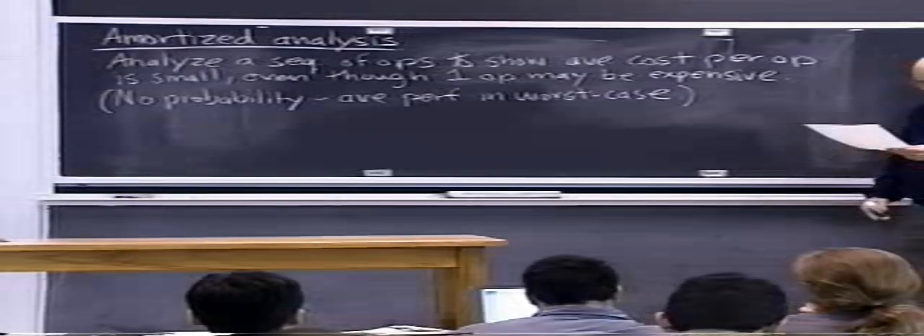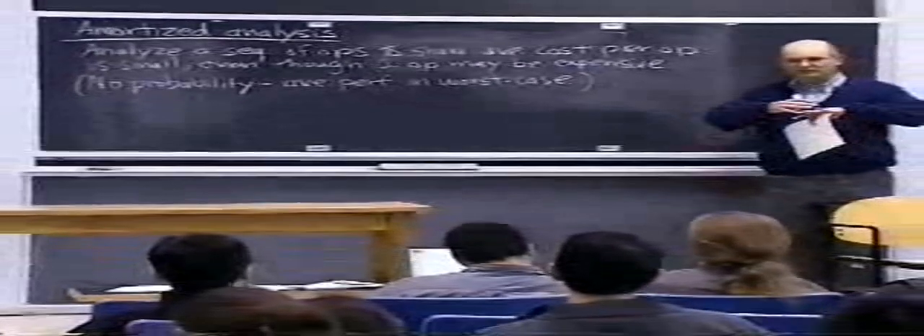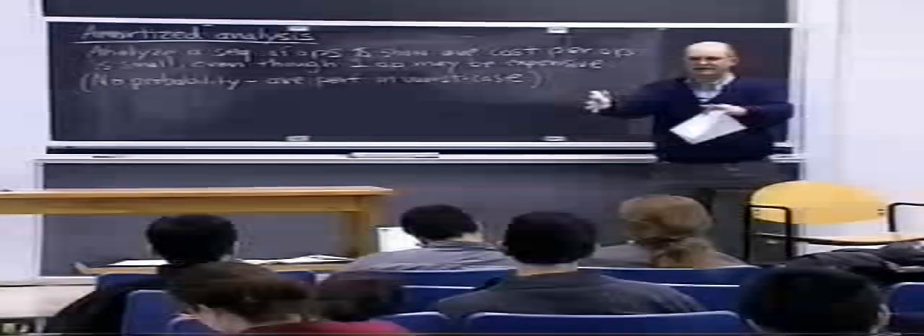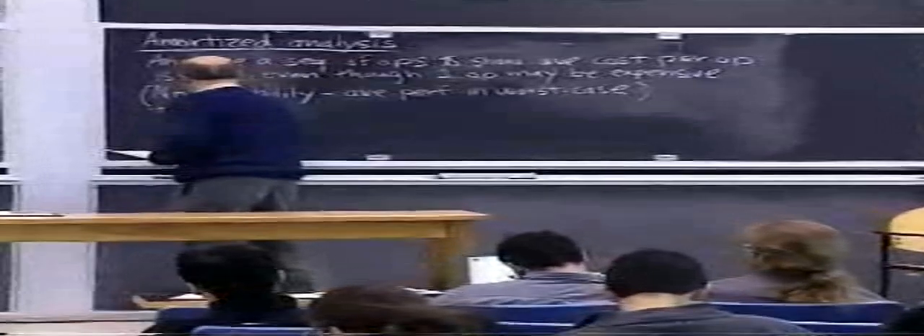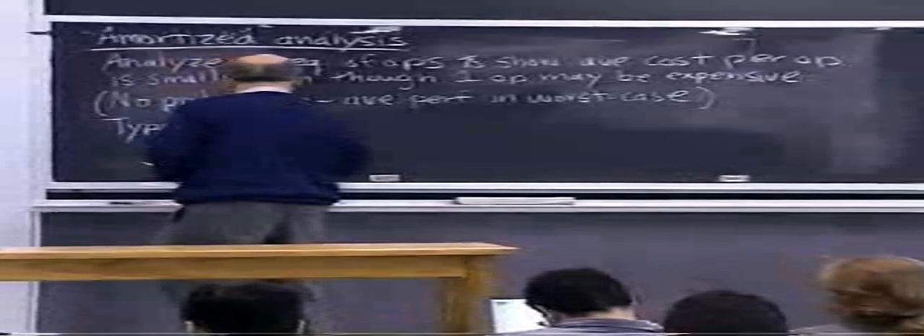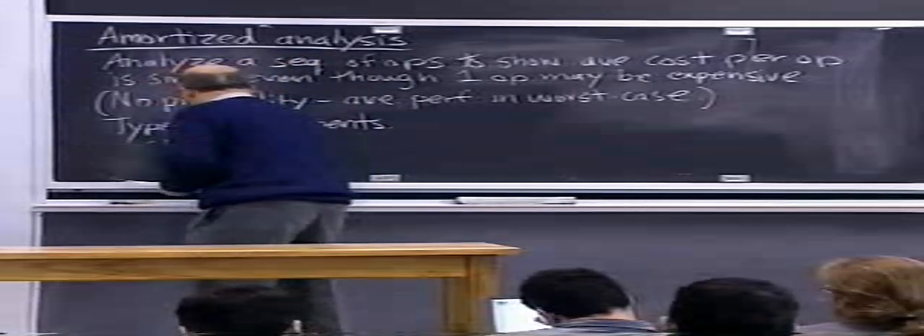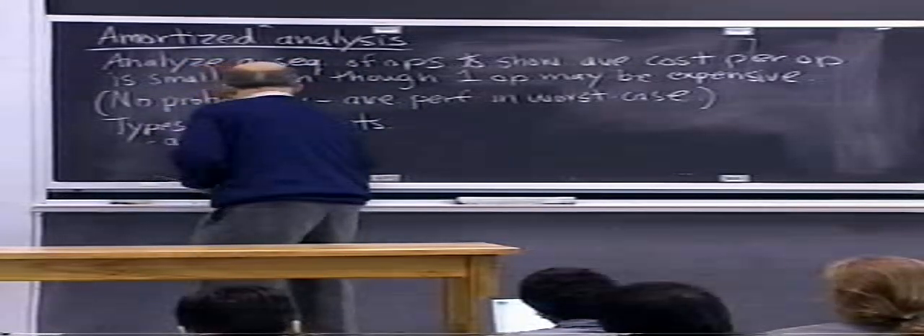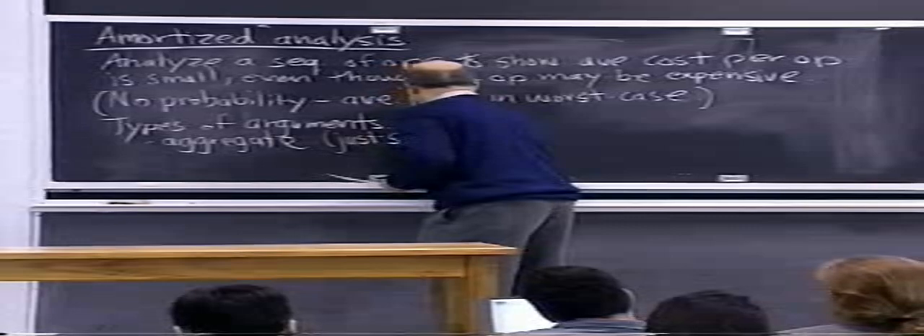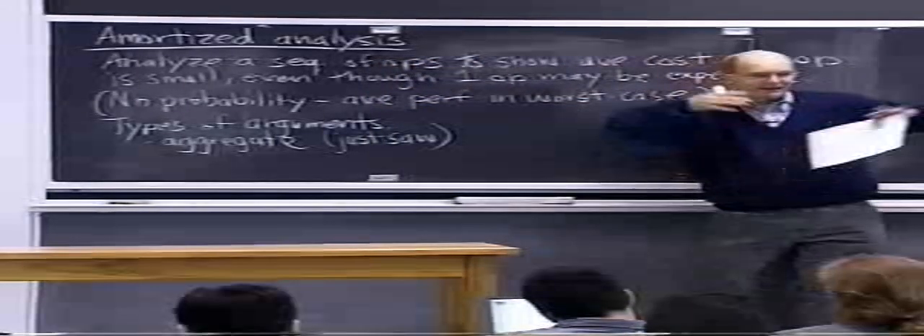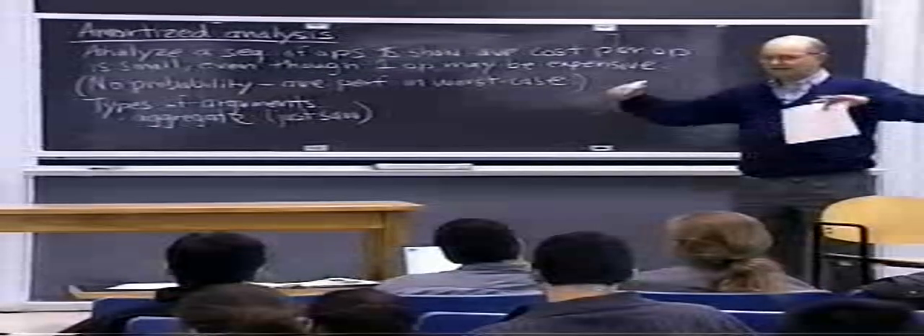Okay? There are 3 types of amortized arguments that you'll find in the literature. So if you look overall, you can break them down into 3 major types of arguments that have been used. Okay, the first is what's sometimes called an aggregate analysis. And this is the method that we just saw. I simply analyze what did my n operations cost me.